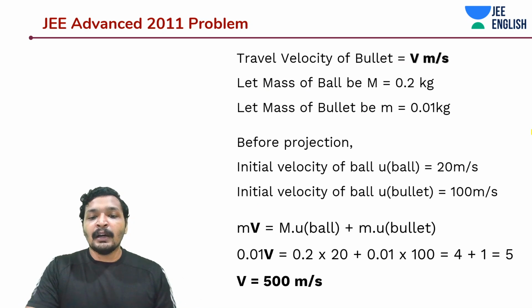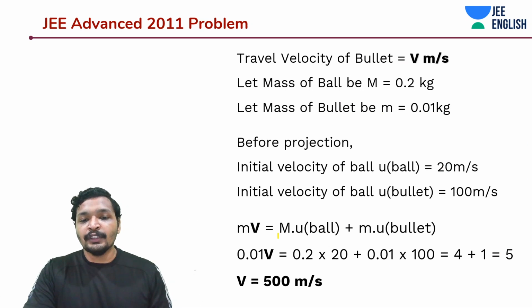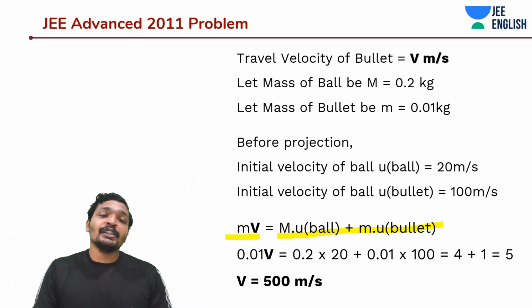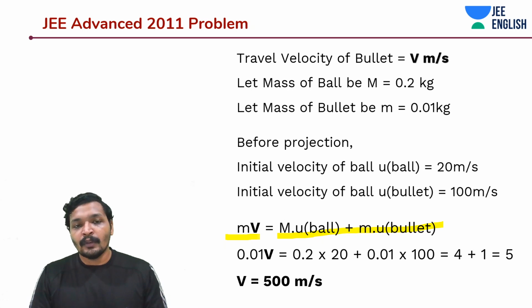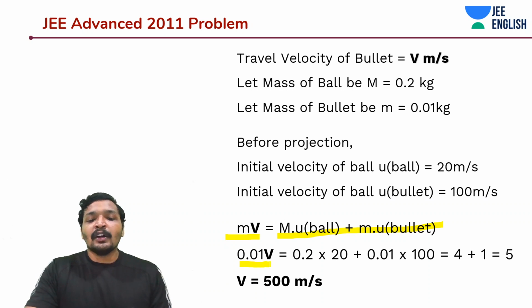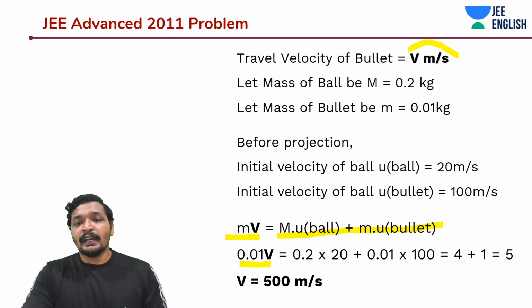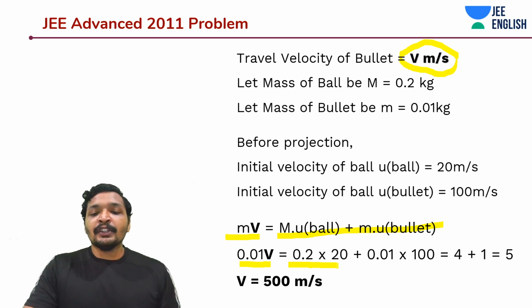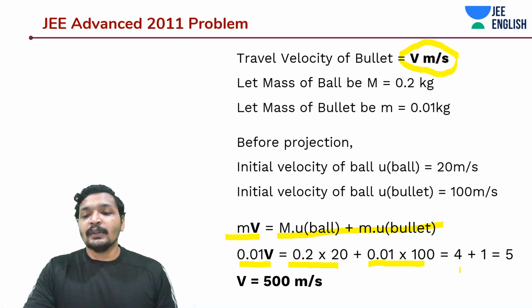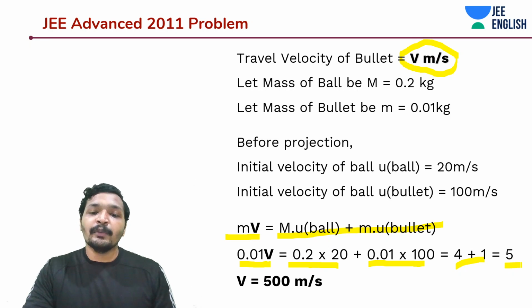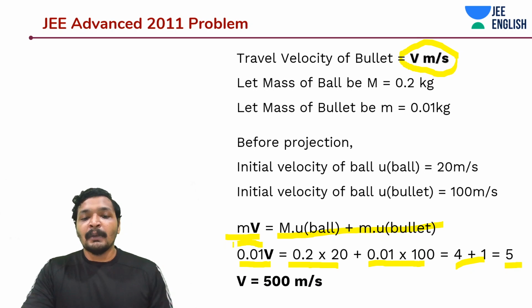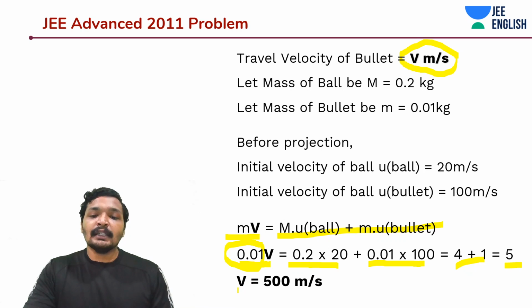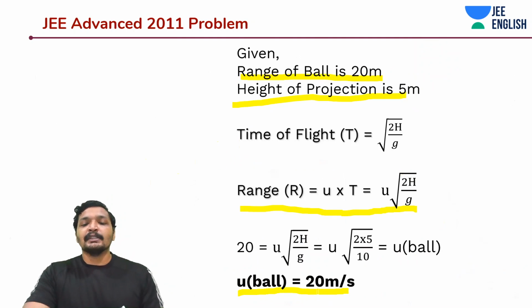You'd say mass of ball into velocity of ball plus mass of bullet into velocity of bullet after collision is the same as the mass of the bullet into the velocity of the bullet before collision. So that would be 0.01 into velocity, that is v. Don't confuse this v while writing down the equation. This is the v given to us. 0.01 into 20 plus 0.01 into 100, that would be 4 plus 1, 5. 5 would be the momentum, in kg meters per second. And 0.01 is the mass of the bullet. That would yield that the initial velocity of the bullet is 500 meters per second.